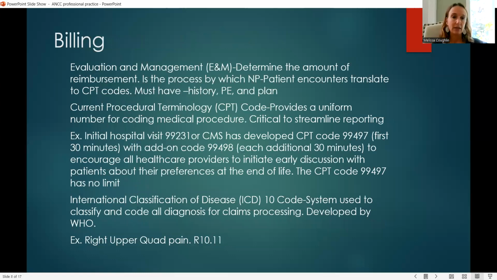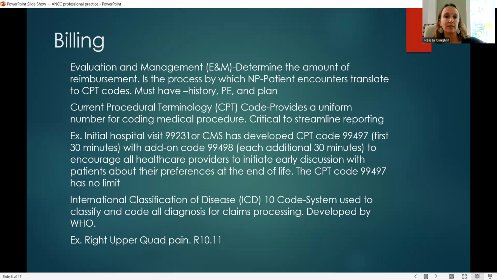All right, billing. I have a really hard time with this. So evaluation and management, or E&M codes, determine the amount of reimbursement your services will provide. It's a process by which NP patient encounters translate to CPT codes. In the E&M, you must have history, physical, and a plan. A CPT code provides uniform number for coding for medical procedures, and it's critical to streamlining reporting.